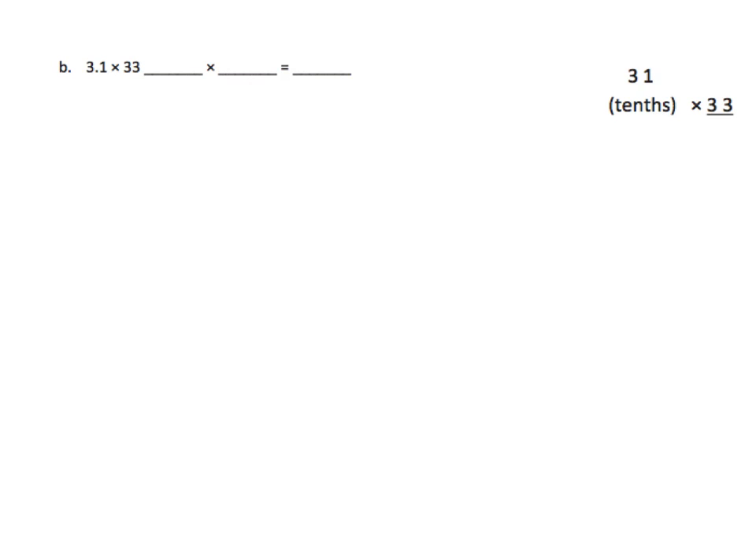Again, I have to round these to find my estimated product. We shall round 3 1/10 to 3 and 33 to 30. Note, once again, we rounded down in both cases. And our estimated product is 90. The last problem, I didn't compare that. Now I'll make sure that I do that this time.